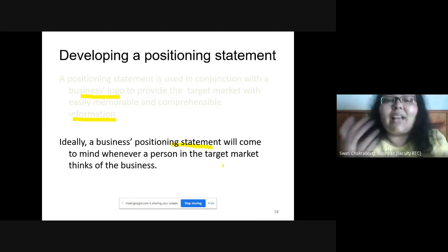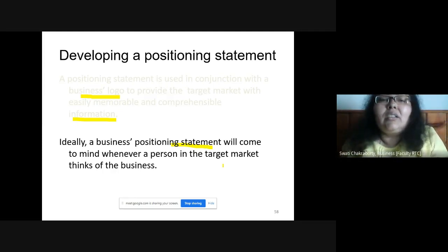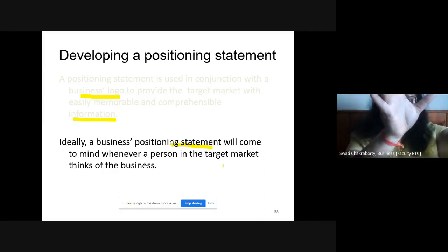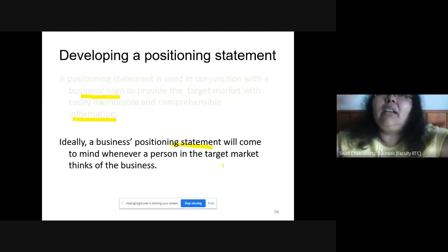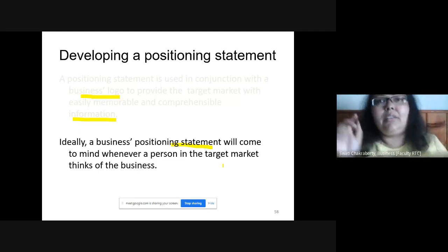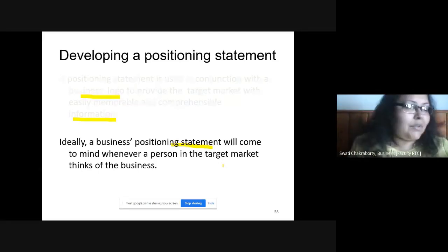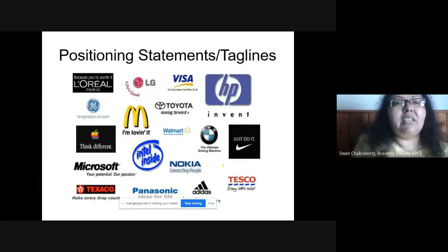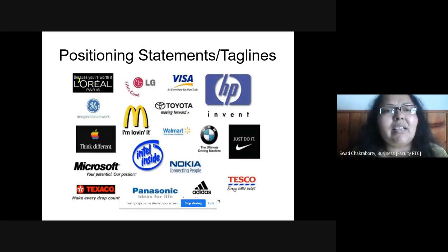So whenever a customer thinks of your business, what will happen when they see the logo and that statement? Even if the company's name is not there, customers will automatically think, oh, this is that company. Say for L'Oreal, what is it? It says because you're worth it. LG, life is good. If you see just the logo and life is good, people know it is LG. So that's how it goes.